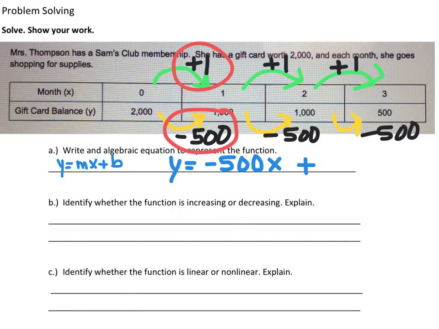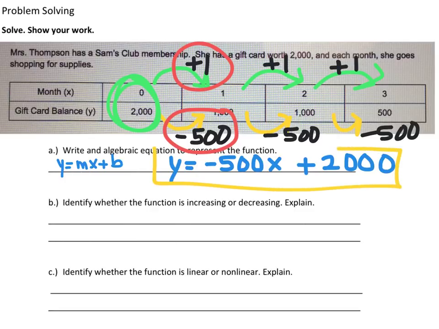Now, to find the b, or the y-intercept, that would be the value of y when x is 0. And we got lucky here, and they gave it to us on the table. The 0 term is the y-intercept. So our y-intercept is 2,000. So our equation is y equals negative 500x plus 2,000.